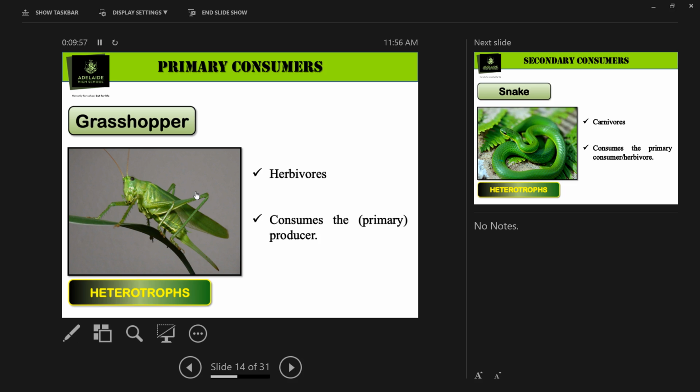Okay? What is the niche of this grasshopper? Consuming the primary producer or consuming the producers, consuming the grass. These are known as heterotrophs. Now, question, if autotrophs create their own food, what about heterotrophs? Anyone can tell me?